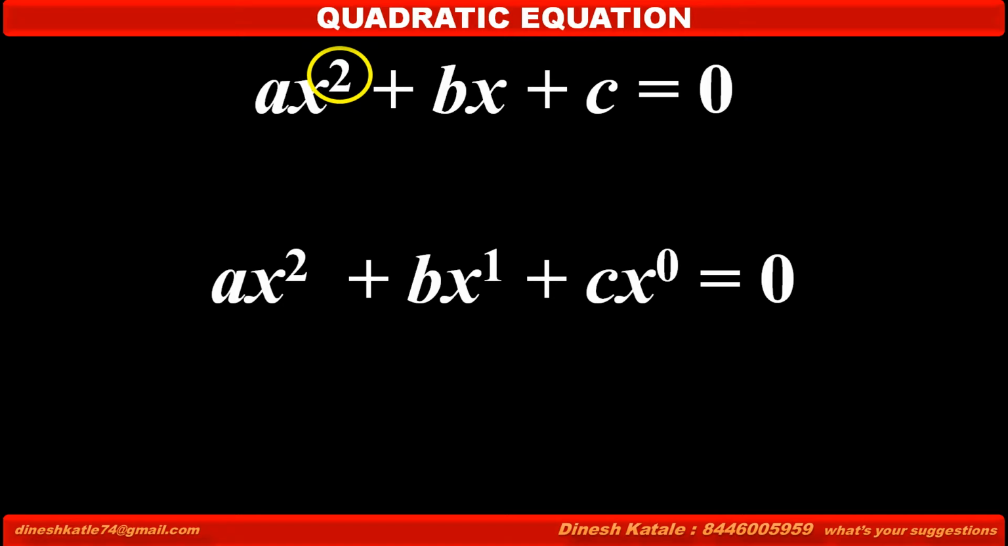In this equation, the highest power of x is 2. That's why the equation has degree 2. Such type of equation which has degree 2, meaning the highest power of the variable is 2, is known as a quadratic equation.